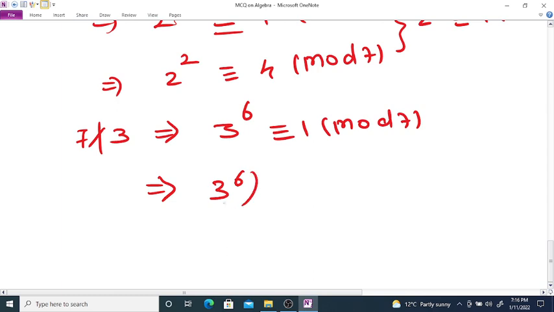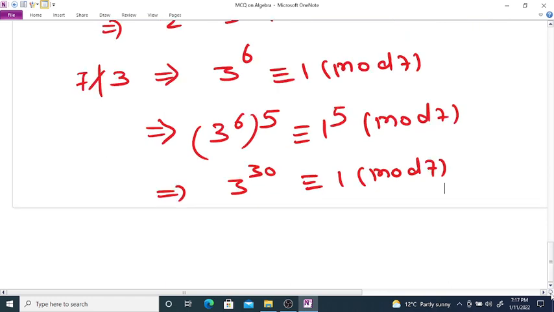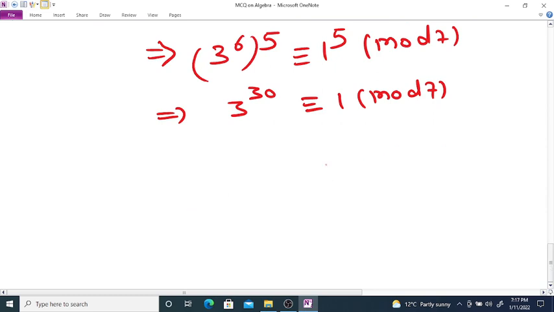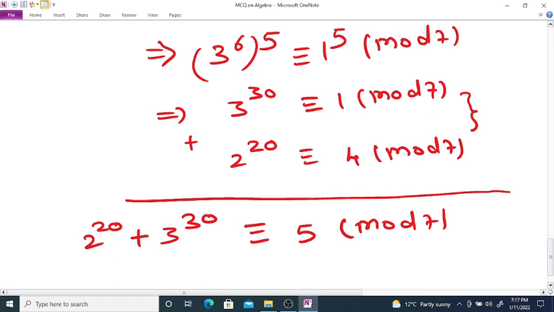So if we take 3 raised to 6 raised to 5, then it is congruent to 1 raised to 5 modulo 7. So this is equal to 3 raised to 30 congruent to 1 modulo 7. And 2 raised to 20 is congruent to 4 modulo 7. If you add these two equations, then we get 2 raised to 20 plus 3 raised to 30 congruent to 5 modulo 7. So when we divide this by 7, the remainder is equal to 5.